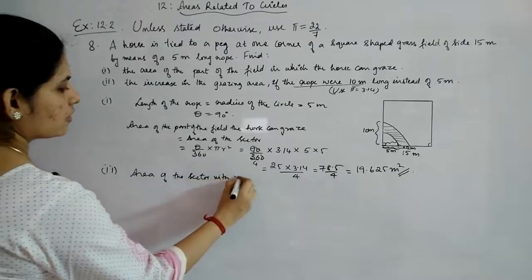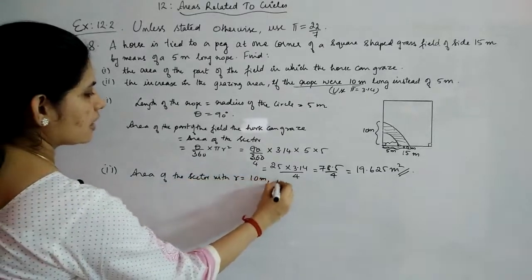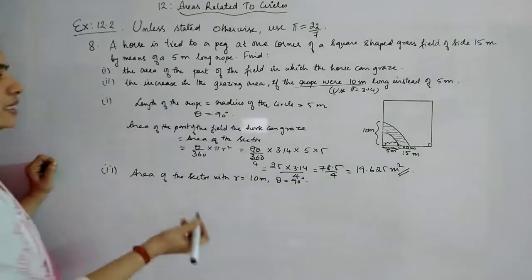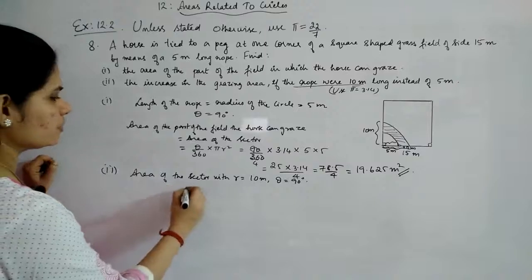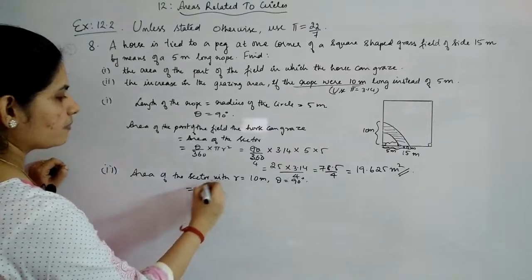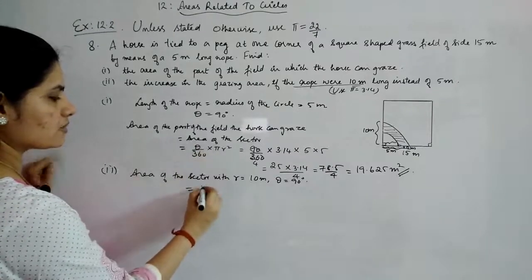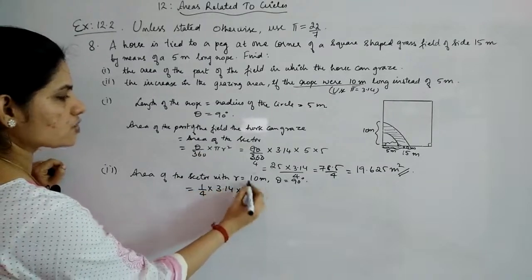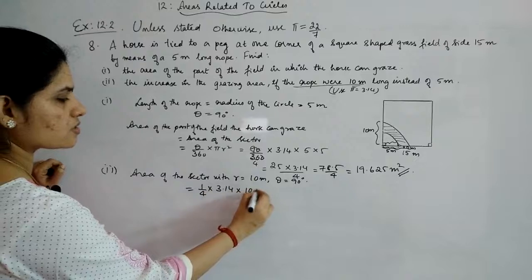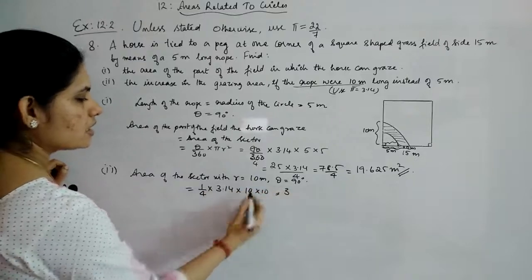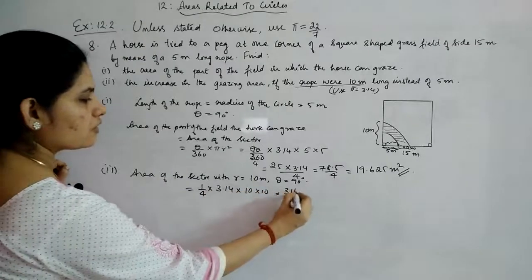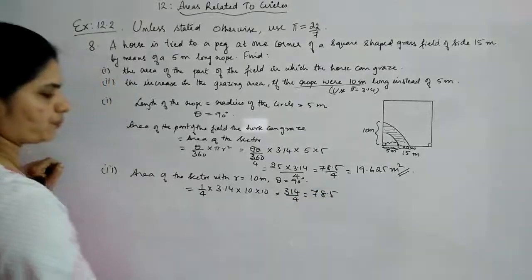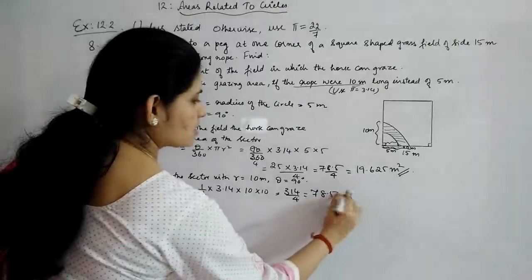with r equal to 10 meter and theta equal to 90 degree, theta will not change. Theta equal to 90 degree will again give you 90 by 360, which is 1 by 4, into pi, which is 3.14, into r square, which will change, that is 10 into 10. So you are getting 100 into this, which will give you 314 by 4, which is again 78.5 meters square.